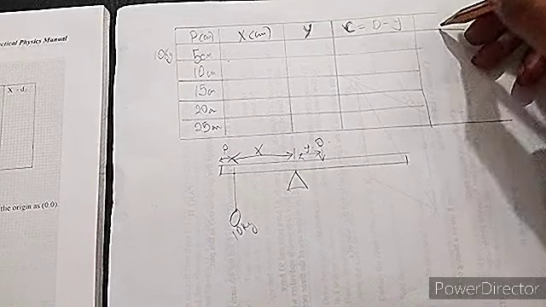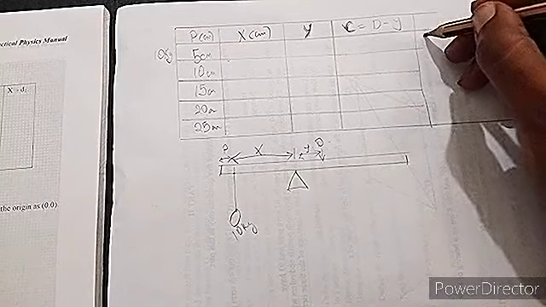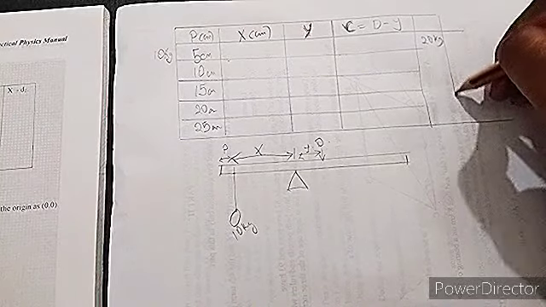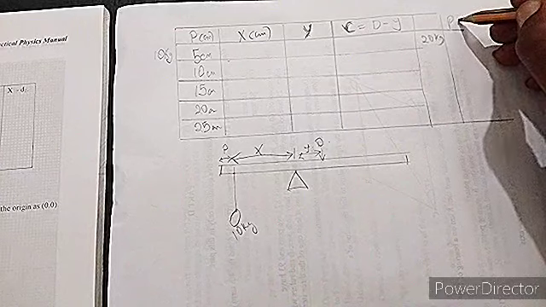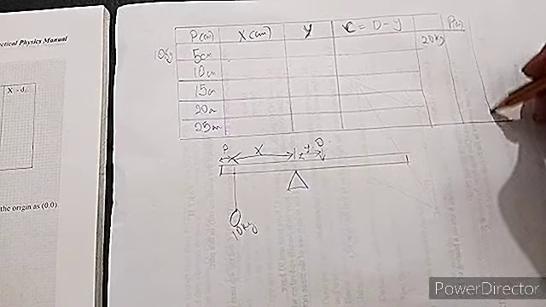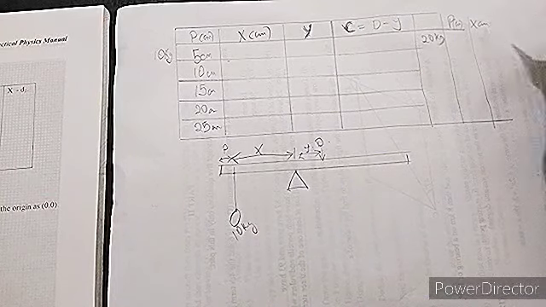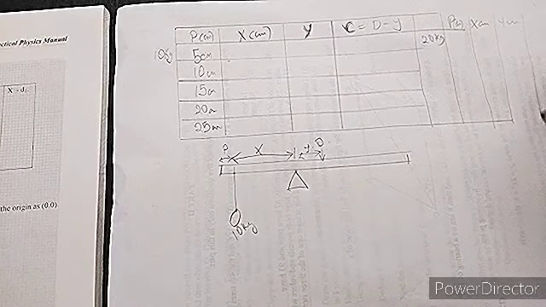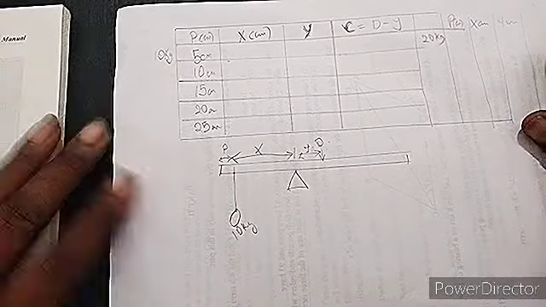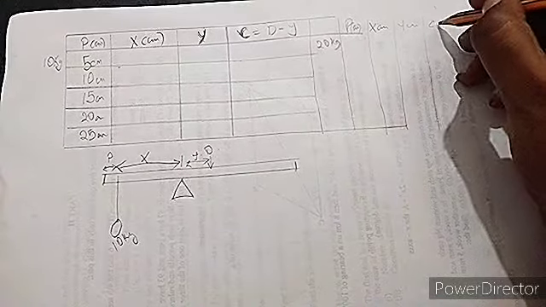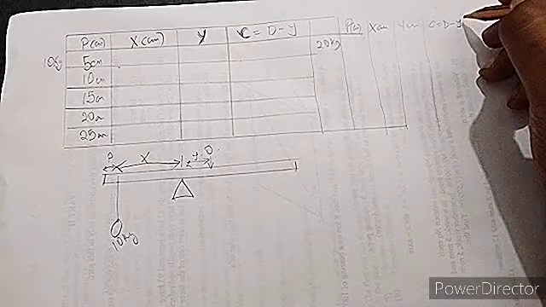We'll draw another table for, say, 20 kg. 20 kg, P centimeter, X centimeter, Y centimeter, and C, which is equal to D minus Y in centimeter. Okay.